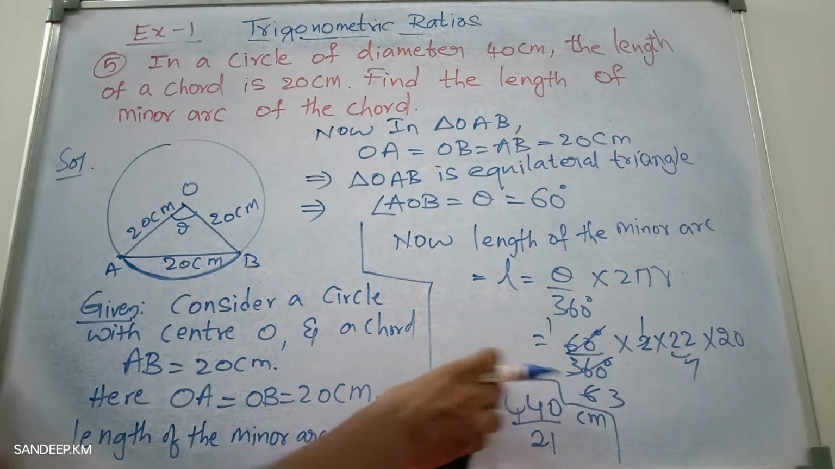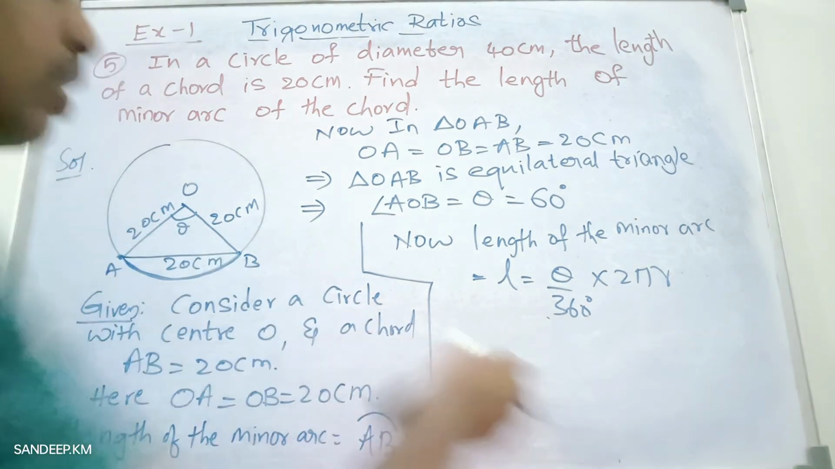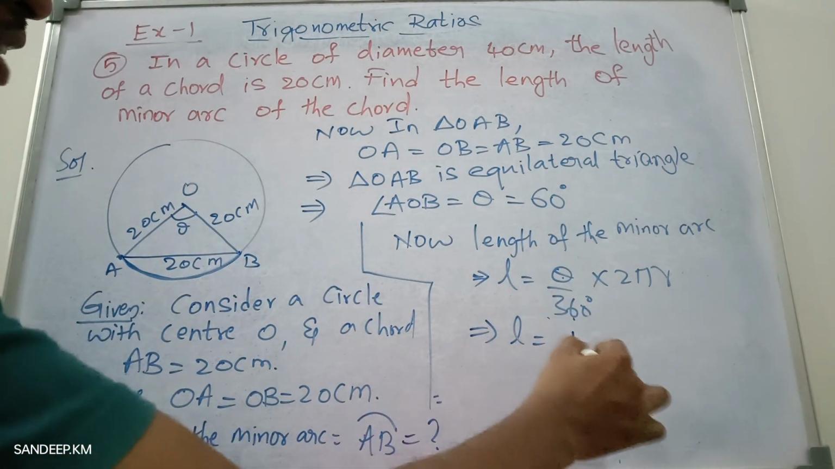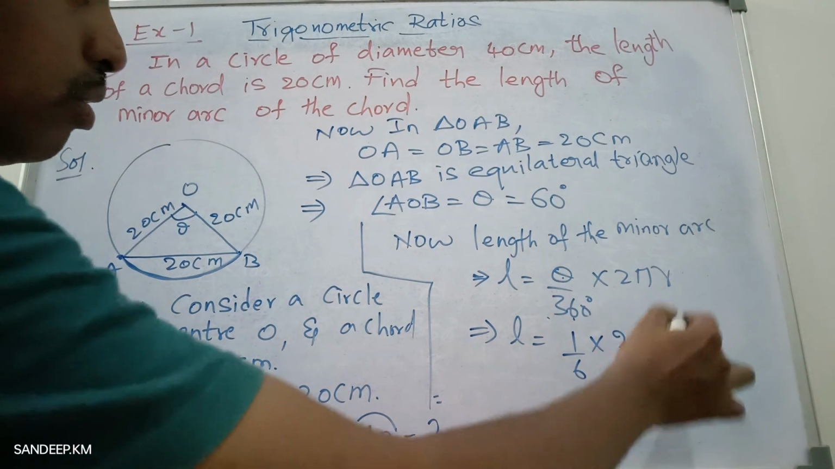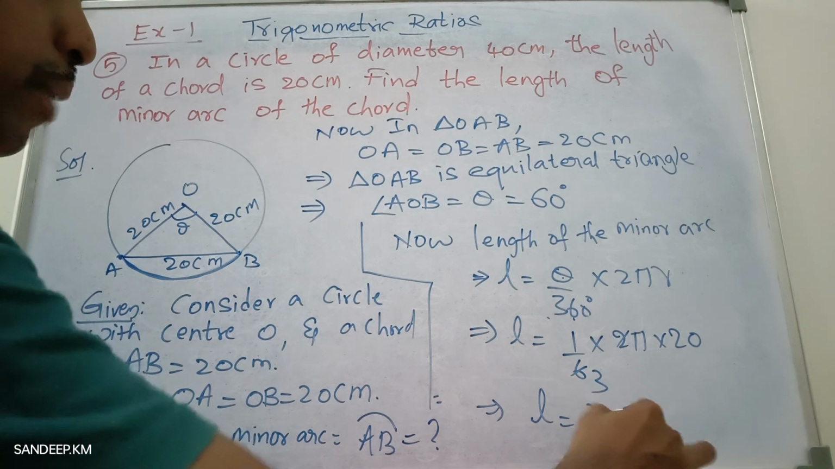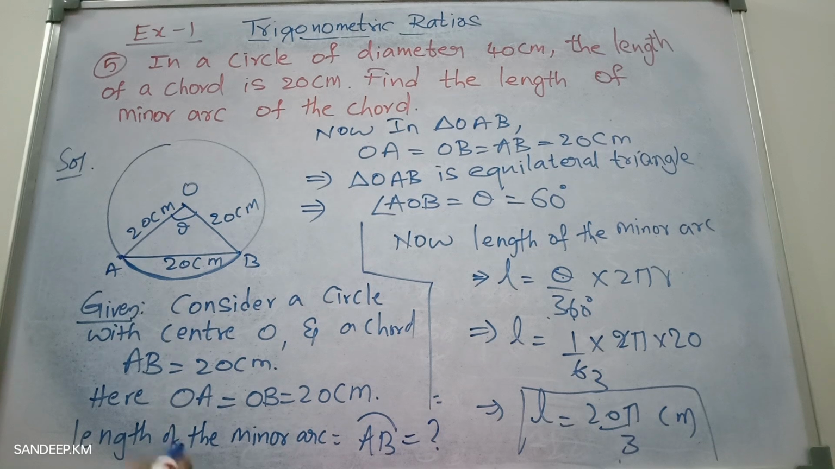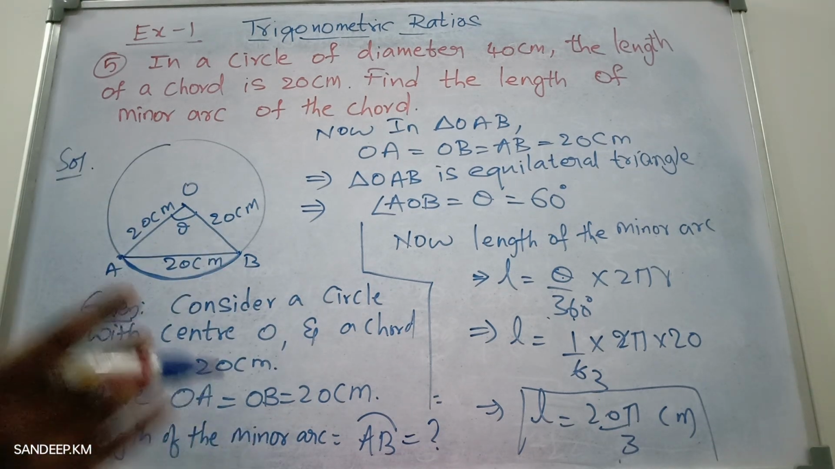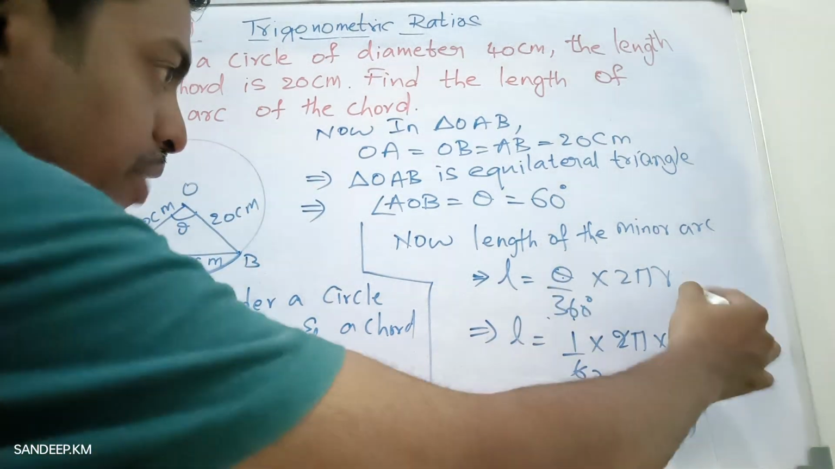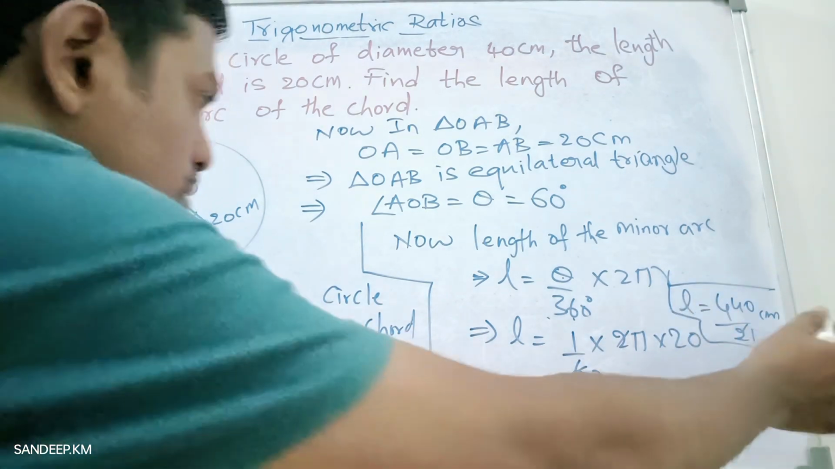So if you want, you can also keep pi as it is. Then what you get, L is equal to 60 by 360, means 1 by 6, into 2 pi into the radius, which is 20. You can say that the length of the arc is 20 pi by 3 centimeters. But what's preferable is to write the answer as I explained before. What is the answer that we have got? 440 by 21 centimeters. This answer is preferable.